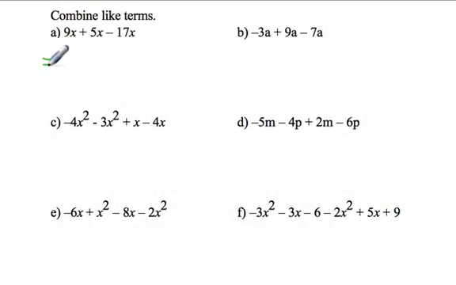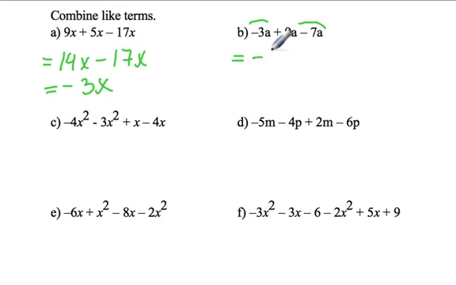For question A, we have 3 terms and all of them have the variable x to the exponent of 1. So we can add them. 9 plus 5 is 14x, and 14x take away 17x equals negative 3x. Question B, we have 3 terms again. All of them have the same variable to the same exponent. So in this case, I could add the negative terms first. Negative 3 and negative 7, that's negative 10a plus 9a equals negative 1a, or we would say just negative a, because 1 times a number is the number itself.